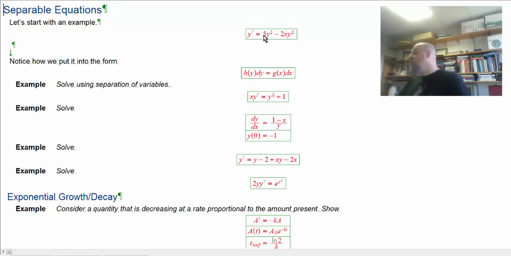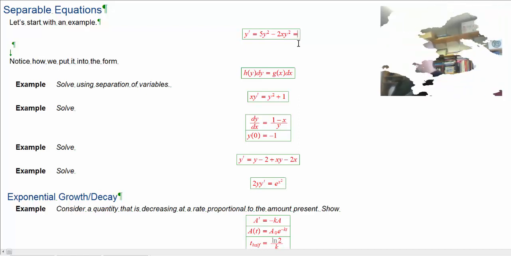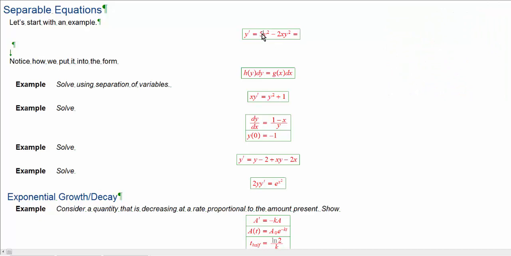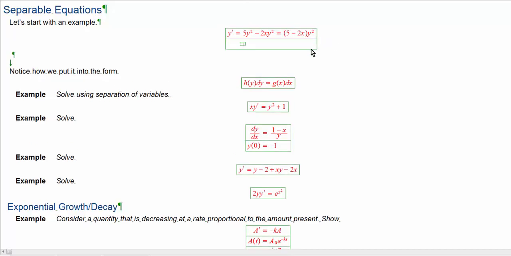So I've got y prime is equal to 5y squared minus 2xy squared. Now the first thing I can see is that if I factor out that y squared, I can make it y prime equals a function of all x's times a function of all y's. That's going to let me put all the y's on the y side and the x's on the x side. Let's see what I mean by that.